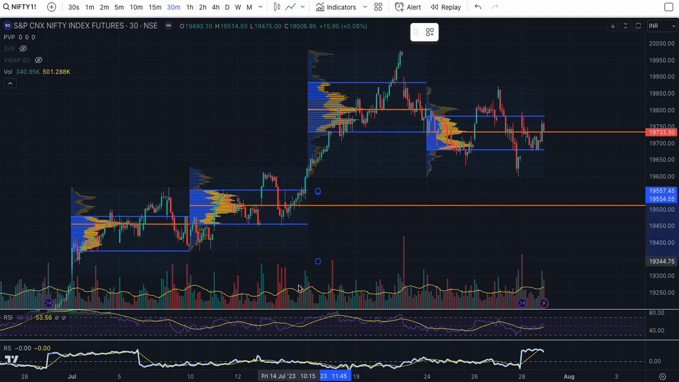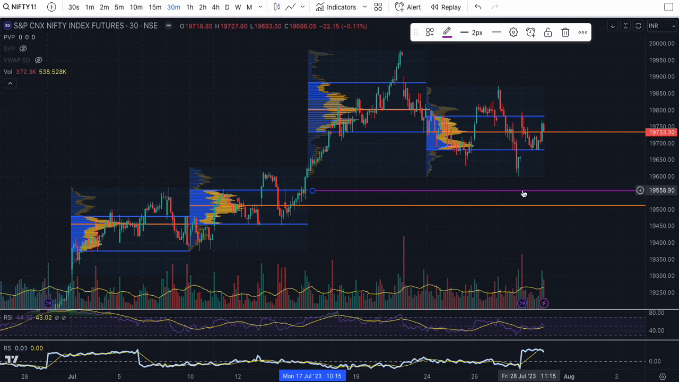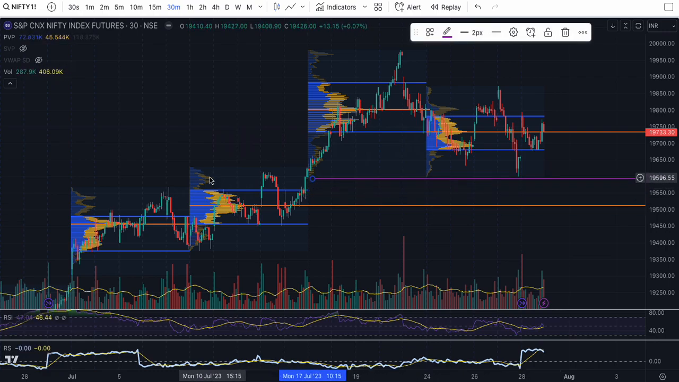We had some base building here, and above this point, if you see, there's a high value node here, and this is where we formed our base for the current week. So we are somewhere range bound in the last 2 weeks of trade for the month of July.